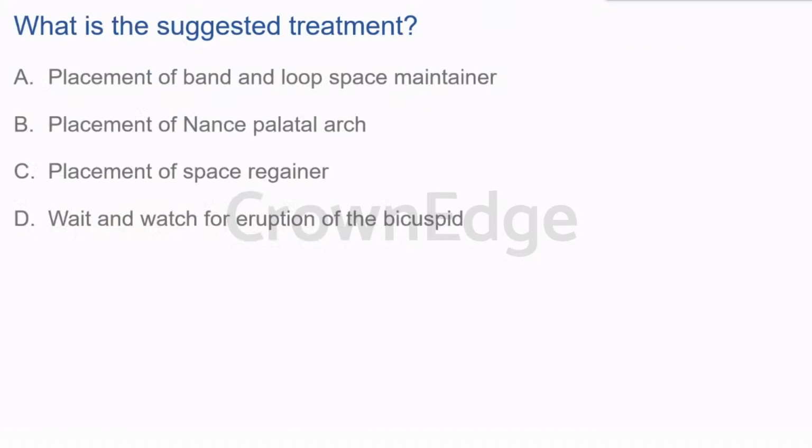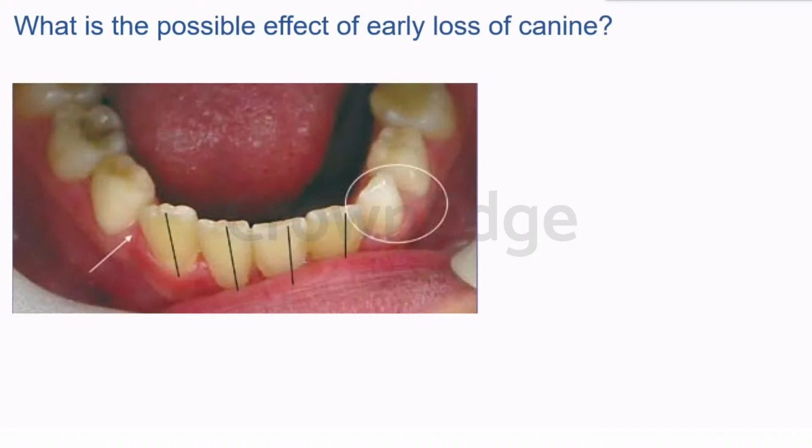So I'll move on to our next question. What is the possible effect of early loss of canine? Okay. So we have covered mandibular first primary molar with one image. We have covered maxillary second primary molar with one image. Now this image shows there's only loss of canine, that too a unilateral loss. Okay, it's not bilateral loss of canine. The unilateral loss of canine had happened a long time back, and there is a clear space loss that has happened here.